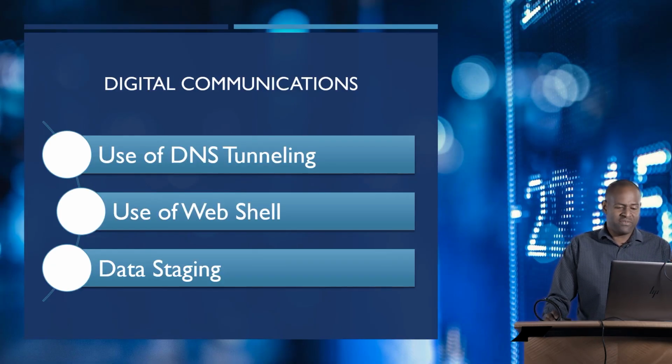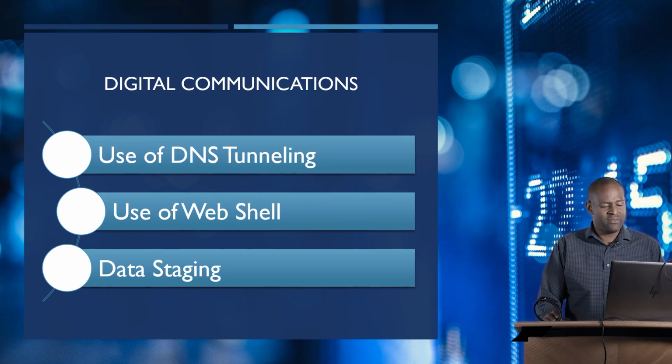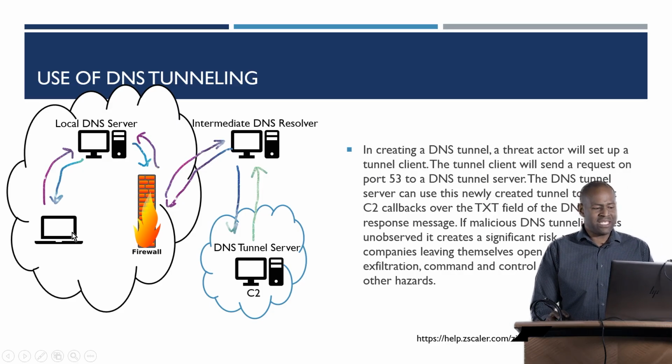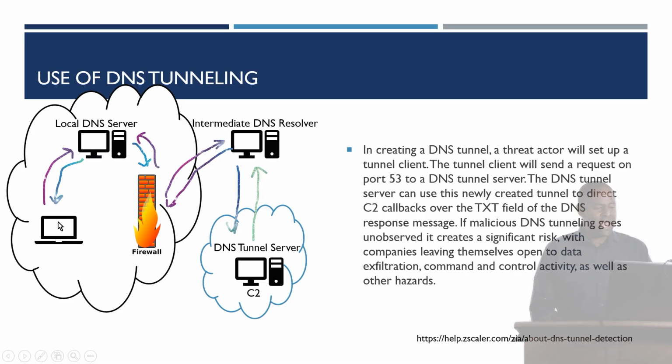Next, we look at use of DNS tunneling, use of web shell, and data staging. So with DNS tunneling, what we have is a local host that's a DNS client that is going to be making use of the local DNS server to get around firewalls. What we want to do is we have captive hosts to our firewall. We want to be able to get around that so we can exfiltrate data.